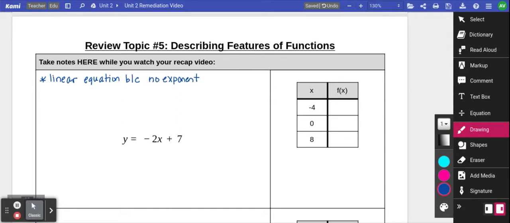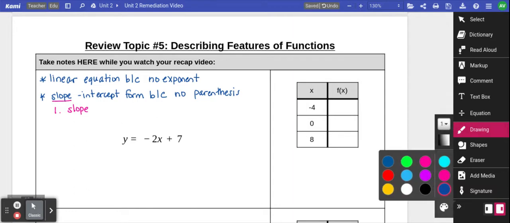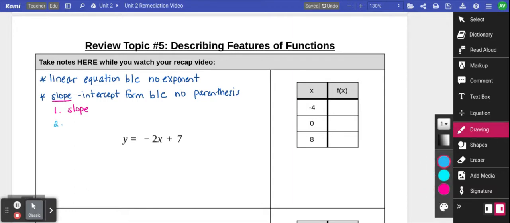Now, when we have an equation like this that is a linear equation and there is no parentheses in the equation, we call this type of equation slope-intercept form. And again, this is because there is no parentheses in the equation. That means that when we look at this equation, we should be able to figure out two pieces of information. The first thing we should be able to figure out is what is the slope of the line. And the second thing we should be able to figure out is what is the y-intercept of the line.